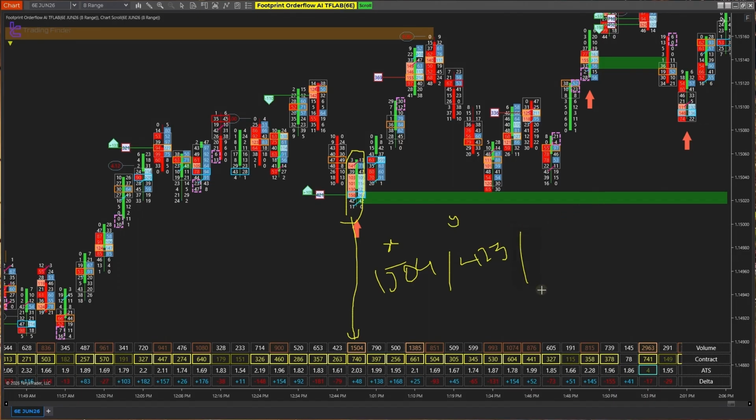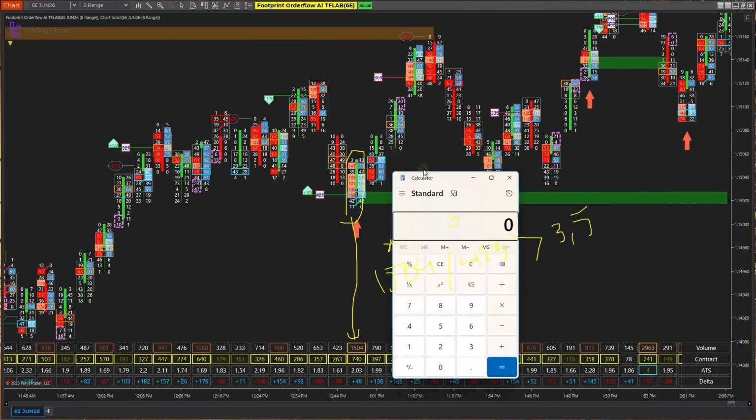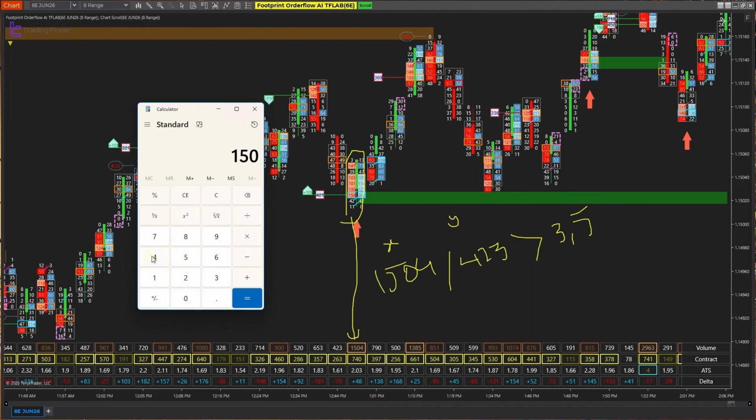Let me erase this part since I drew it incorrectly. This number should actually be a number greater than 3.5. That is, the division of these two candles relative to each other must be greater than 3.5. And now, for example, let's perform the calculation right here with a calculator. Let me bring up the calculator. See, if we divide 1,504 by 423, the number became 3.55, which is a number greater than 3.5.